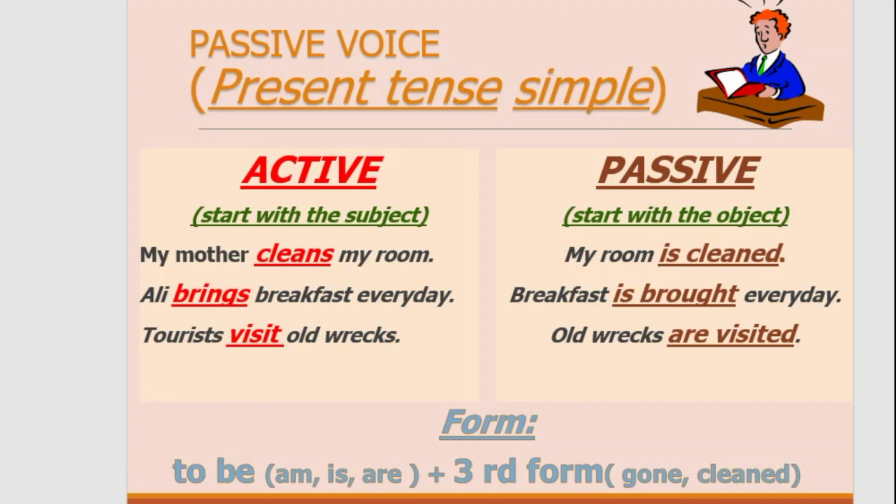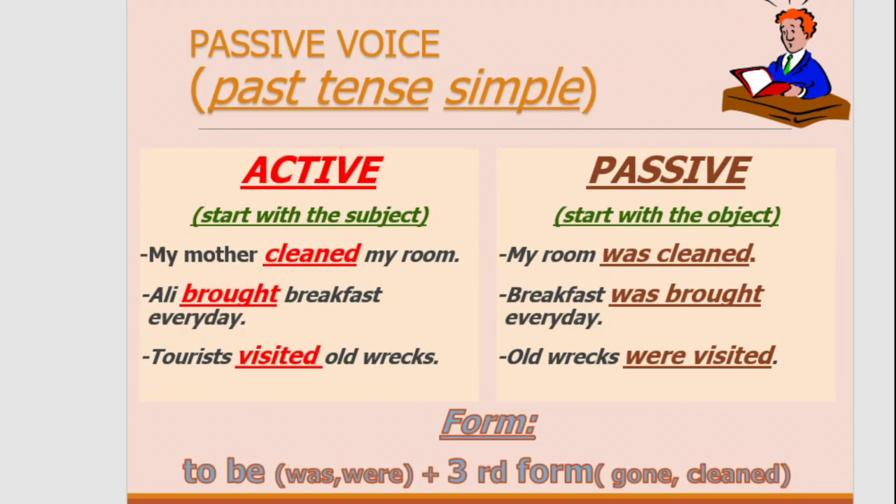استخدمنا is مع المفرد زي التصريف الثالث. My mother cleans my room. My room مفرد is cleaned. Is مع التصريف الثالث من clean. Ali brings breakfast every day. Breakfast also singular is brought التصريف الثالث من bring. Tourists visit old wrecks. Old wrecks جمع are visited. استخدمنا are مع التصريف الثالث visited. So that's the formation of the passive voice in the present simple.